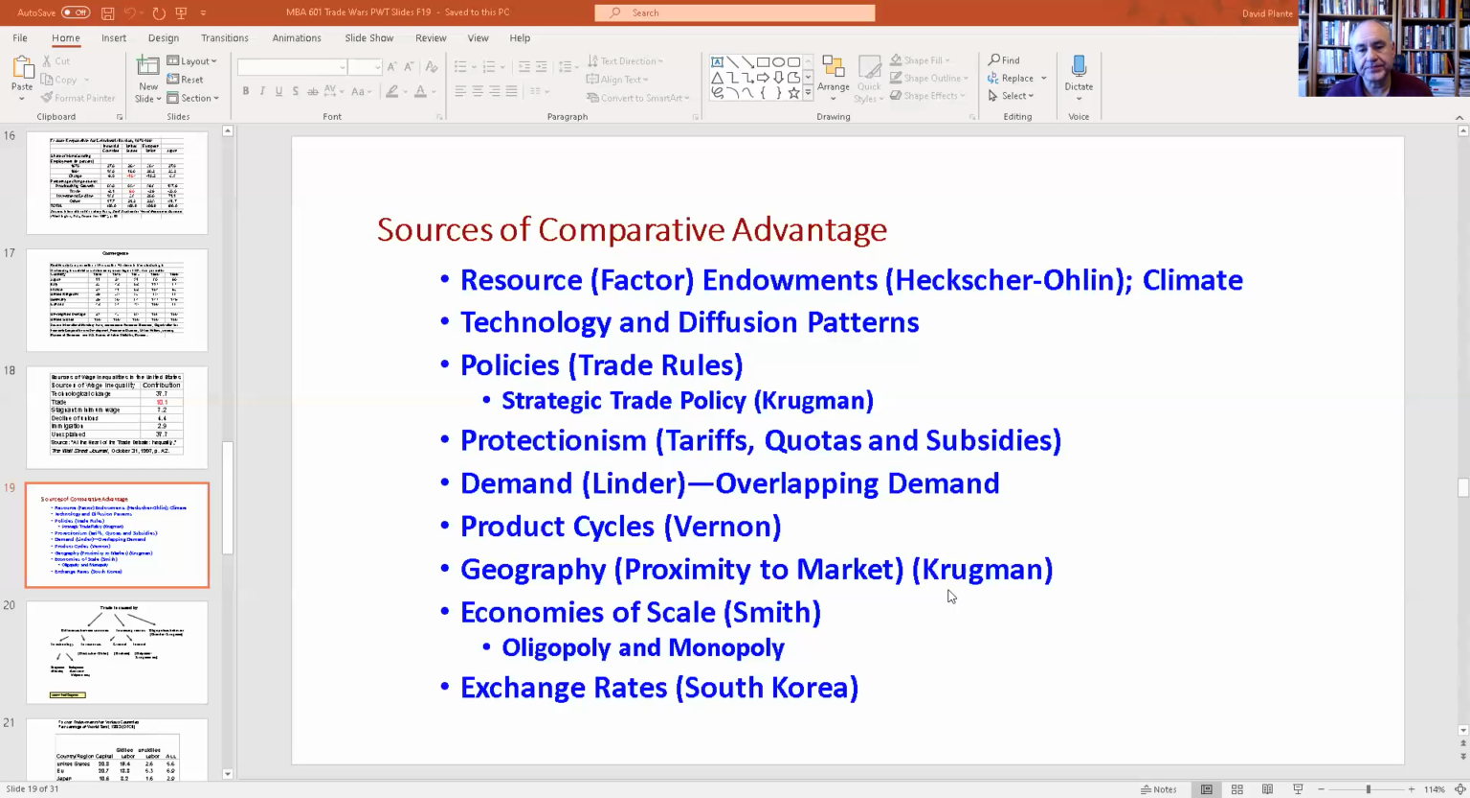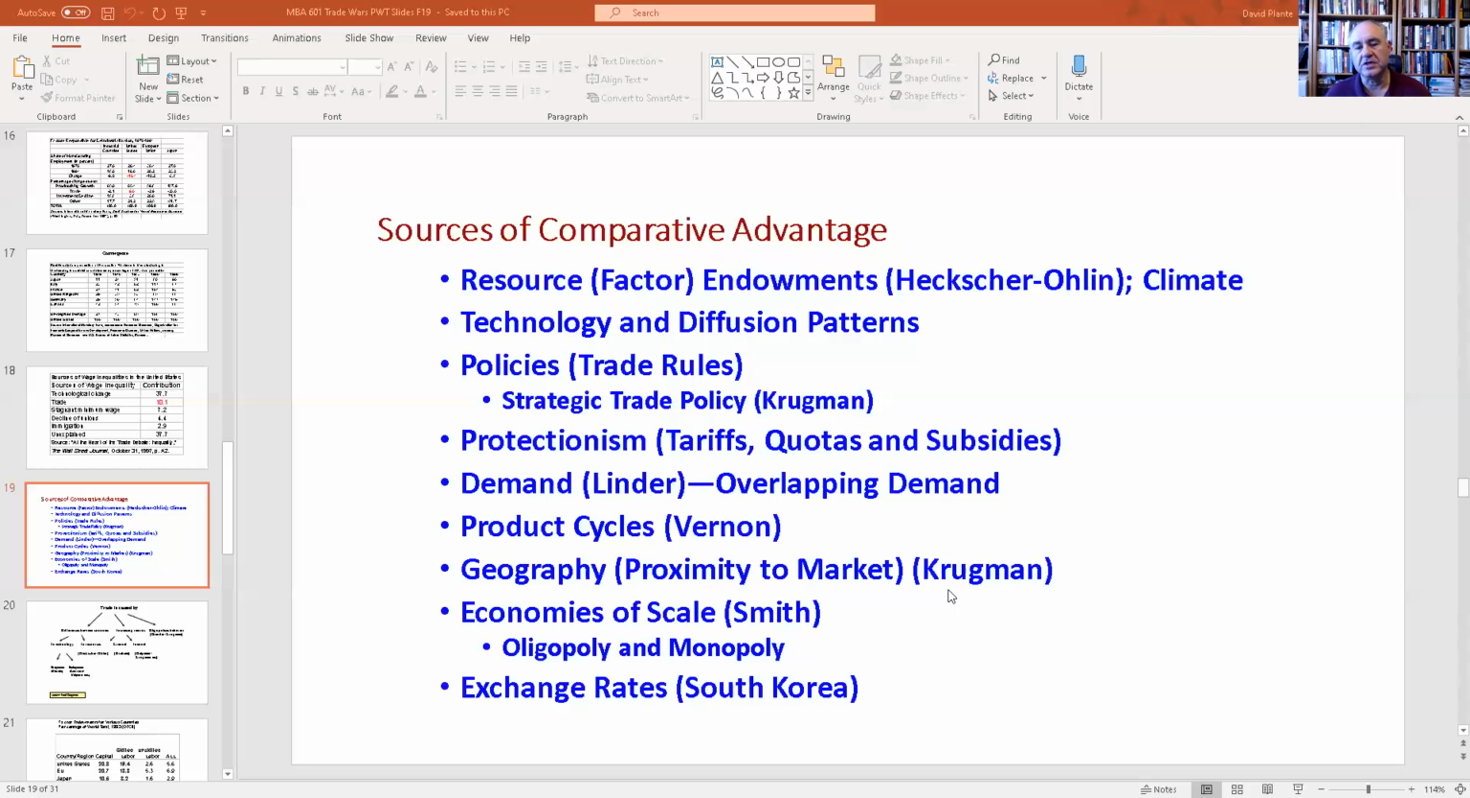Economies of scale. This is that idea that as you get larger, you get efficiency gains. And this is one of the oldest ways of creating an advantage in an industry: to grant monopoly power to a particular producer so that they can reach a minimum efficient scale and undercut the foreign competition that's out there. So economies of scale can also be a source of comparative advantage.